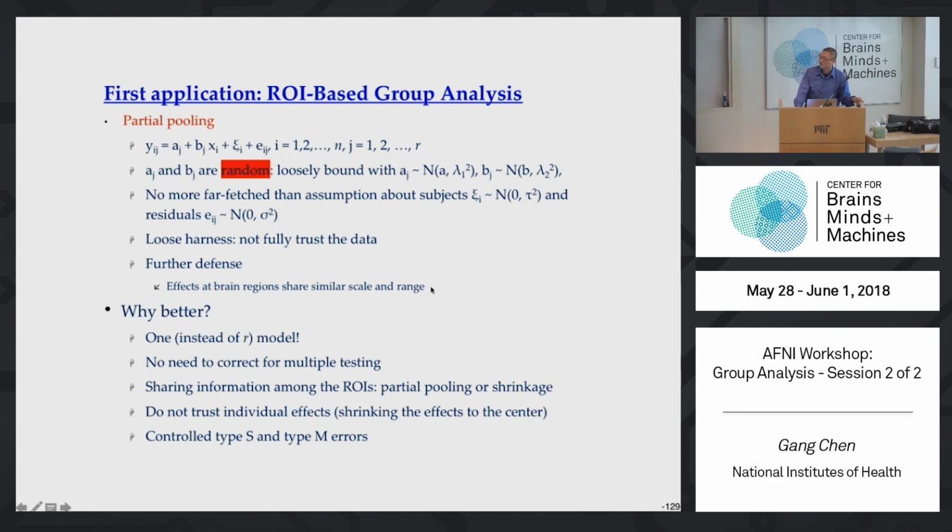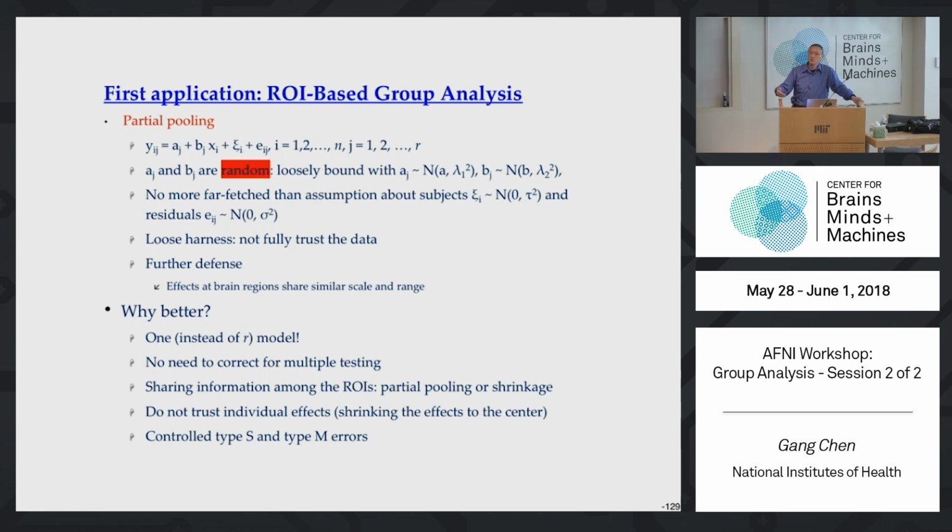So that's the reason we call it partial pruning. We don't let those A's and the B's, the intercepts and the slopes, go wild. They are sort of constrained by those two Gaussian distributions. That's why it's called partial pooling or shrinkage. That's another term to describe this. So practically, I just apply those two assumptions, one for the intercept and the other for the slope. That's the only thing I do.